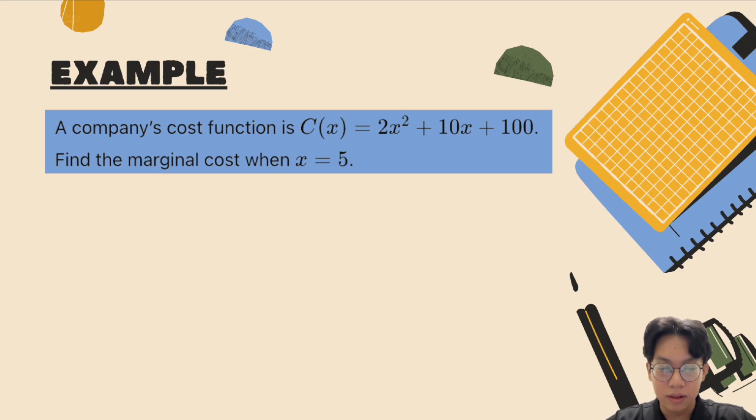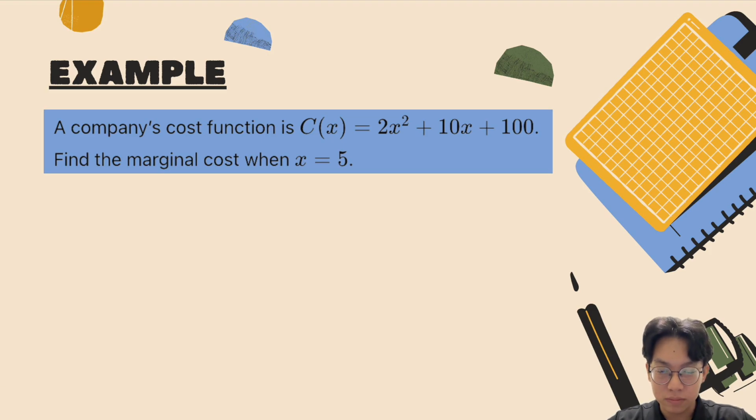Here is an example. If a company's cost function, C of X, equals 2x squared plus 10x plus 100, notice that 100 is the fixed cost and 2x squared plus 10x is the variable cost as they depend on x. Find the marginal cost when x equals 5.